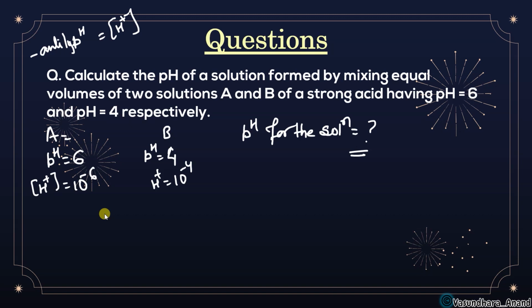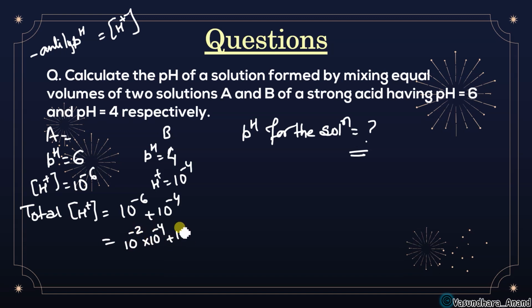Yes, okay. So now the total H plus concentration we will see here, so we will have 10 to the power minus 6 plus 10 to the power minus 4. So what is the total concentration over here? How will you find it? You have done chapter 1, yes. So just convert this into 10 to the power minus 2 into 10 to the power minus 4, can I write? And this is minus 4. So minus 4 will be common. So this is going to be 0.01 plus 1 into 10 to the power minus 4. That means it is 1.01 into 10 to the power minus 4.